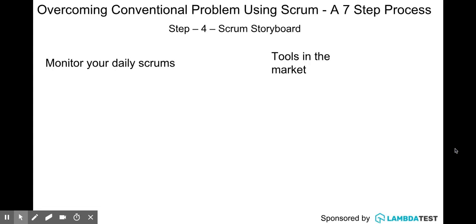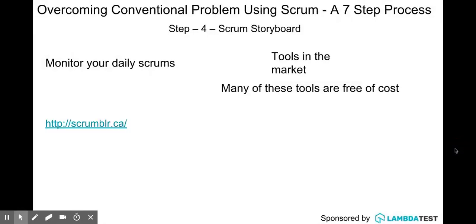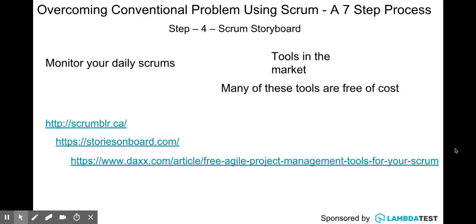There are a lot of Scrum tools available in the market which can help you here. Many of these tools are free of cost and very simple to use. There are a few which I want to mention here: storiesonboard.com, they provide a free trial. Then scrumbler.ca, they are free of cost as well. And also, guys, there is a blog for 15 free tools for agile project management. I've mentioned all the links here, and you can find them in the description.